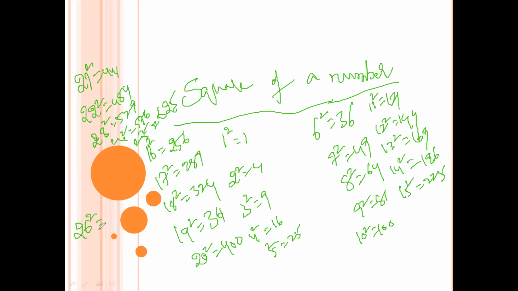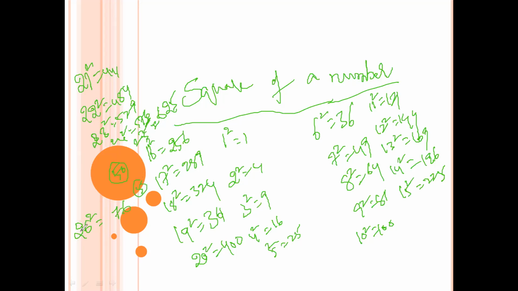First, this 26 is the given number. First compare with 50. 50 minus 26 is 24. 24 square value is 576. In this 576, you write the last 2 digits here. The remaining 5 is carry.